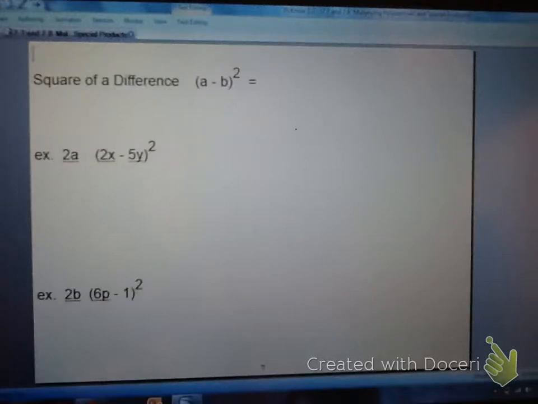Number 7 is the square of the difference. It doesn't matter if it's a positive or a negative. You do the same thing. You square the first term. Multiply these two together. Now that's 2x times a negative 5y, which is negative 10xy. Double it, gives you a negative 20xy.